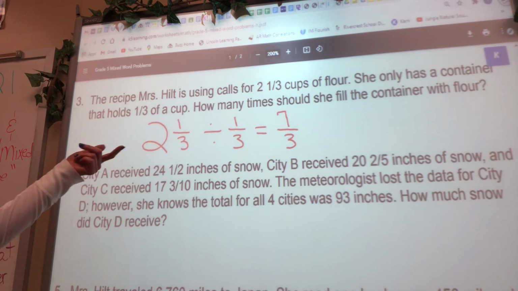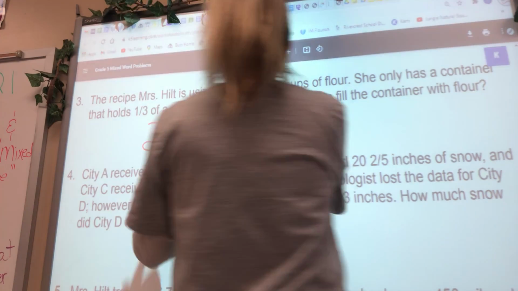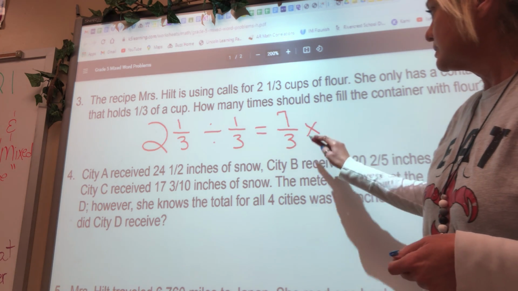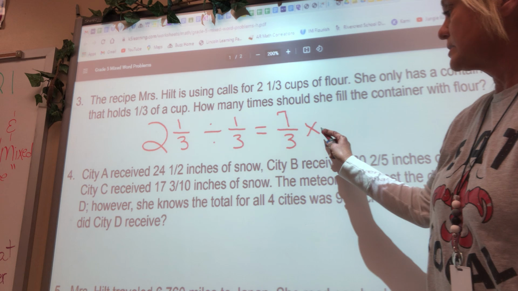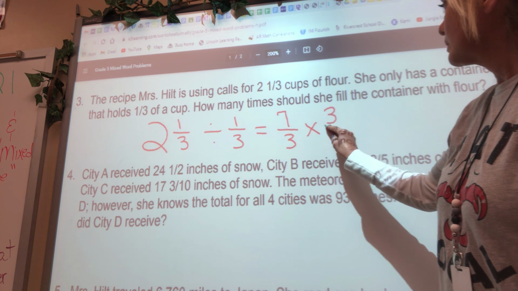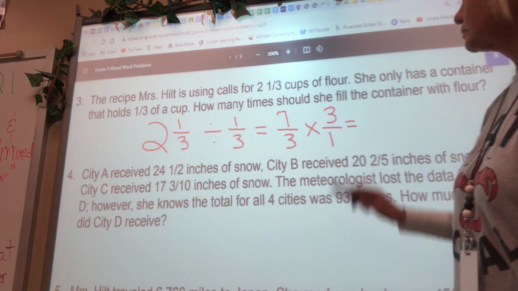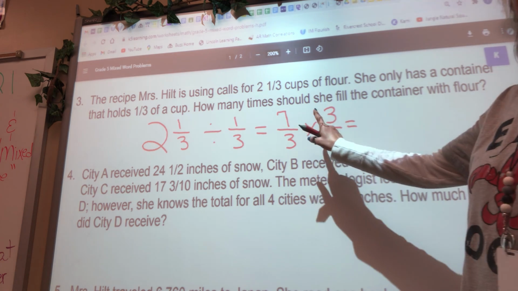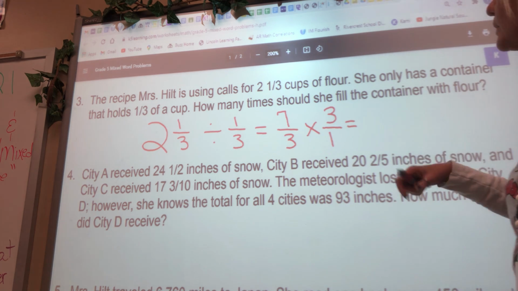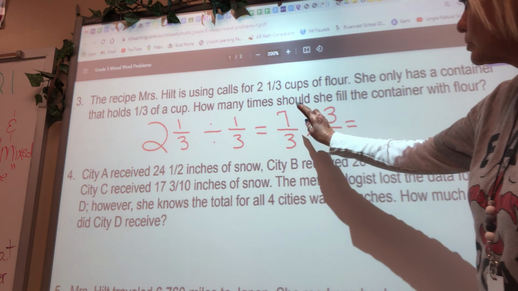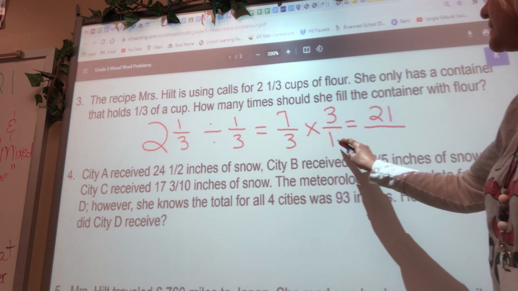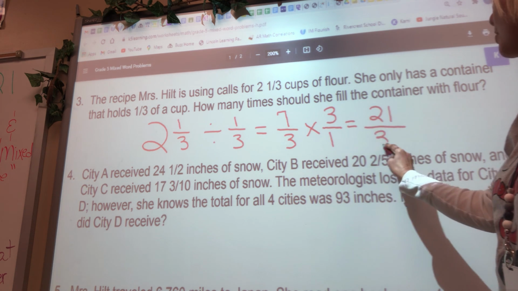When we're dividing fractions, we keep the first fraction, we change the sign to the opposite, and then we flip the second fraction. So we keep, change, flip. The flip is called the reciprocal. All right, and then we multiply straight across. 7 times 3 is 21. 3 times 1 is 3.